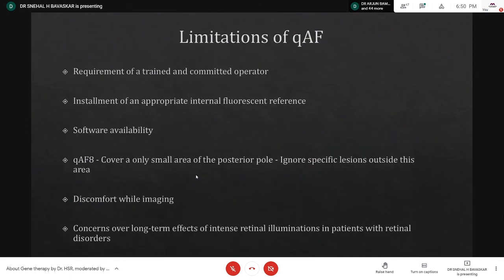Coming to the limitations of quantitative autofluorescence, it covers only a small area of the posterior pole and ignores specific lesions outside this area. There is also discomfort while imaging, especially with the blue autofluorescence light. Also, it requires a trained and committed operator, and the installation of an appropriate internal fluorescent reference is quite difficult.